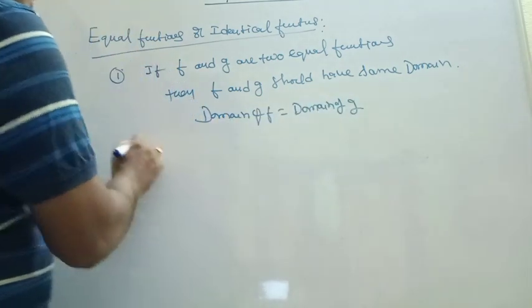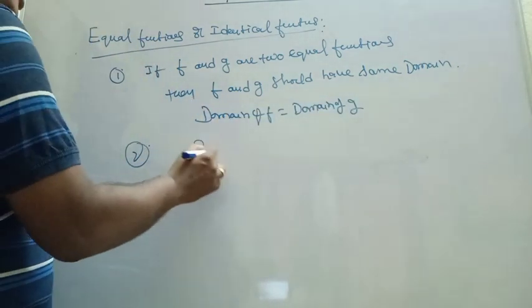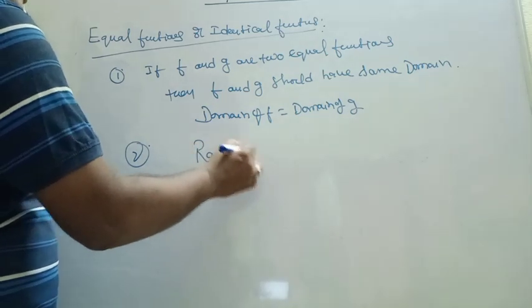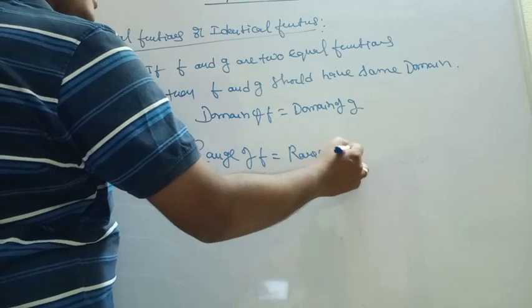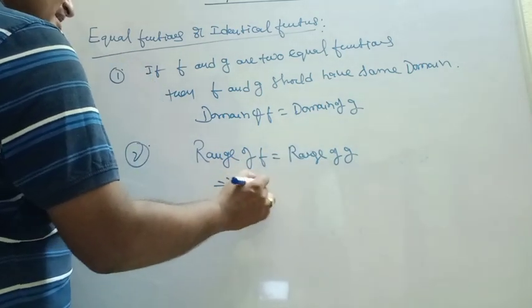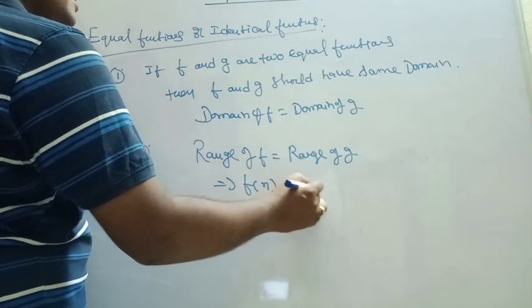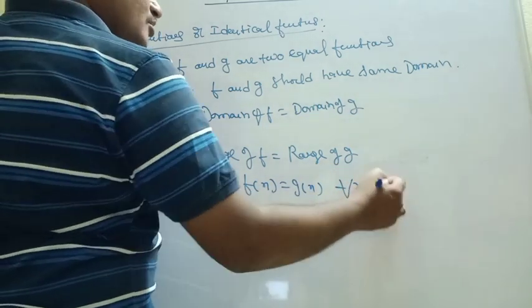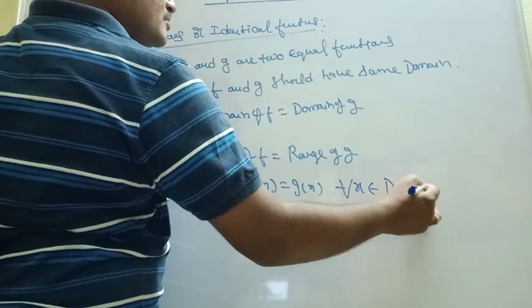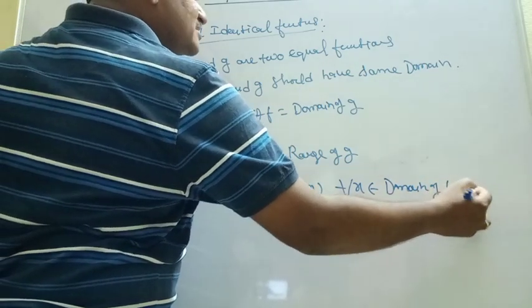Number 2, the condition is range of f should equal range of g. That means f of x is equal to g of x for all x belonging to the common domain, domain of f and g.